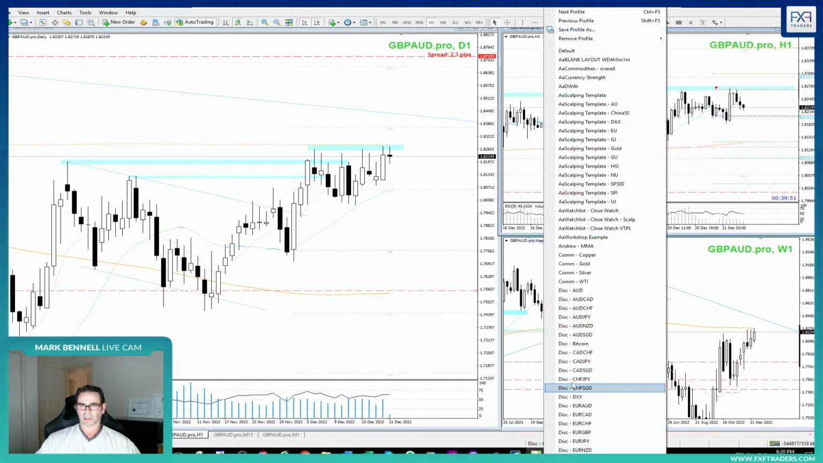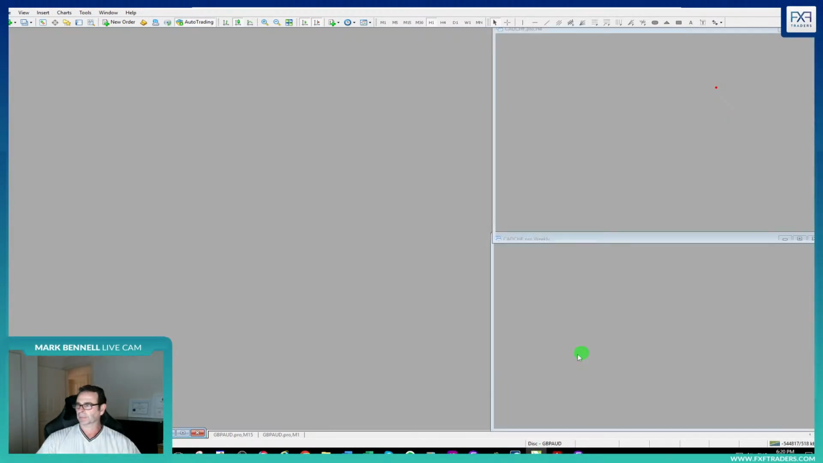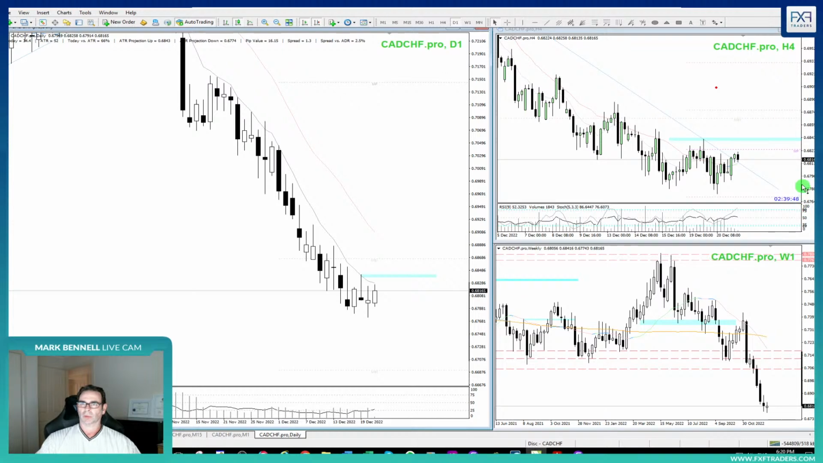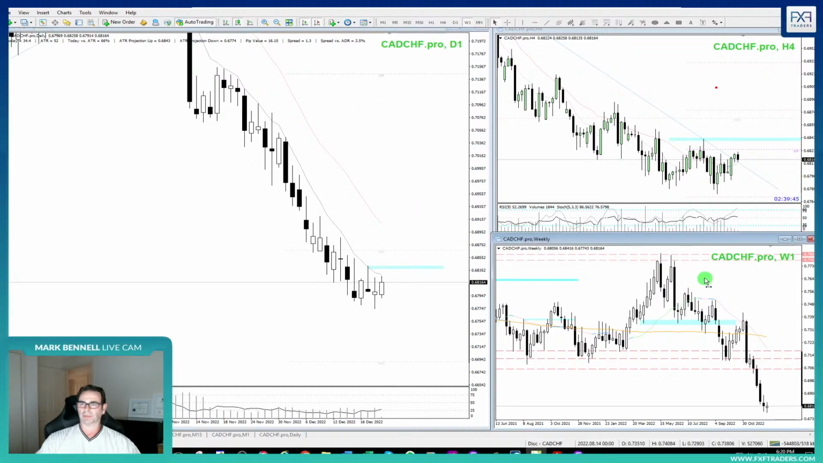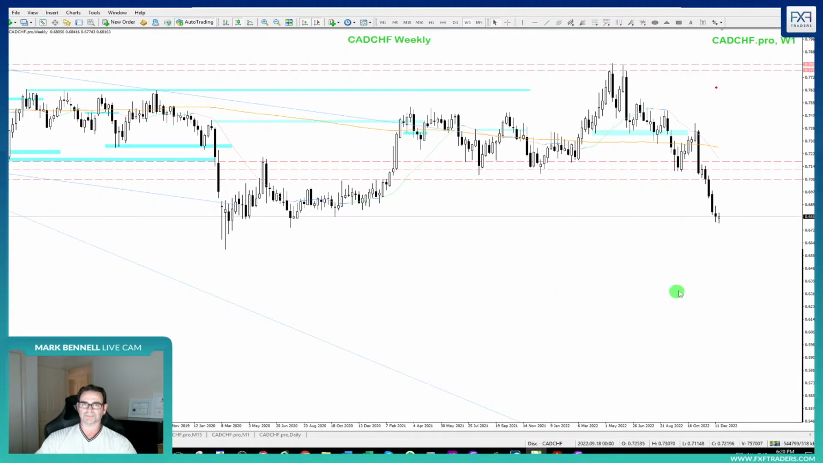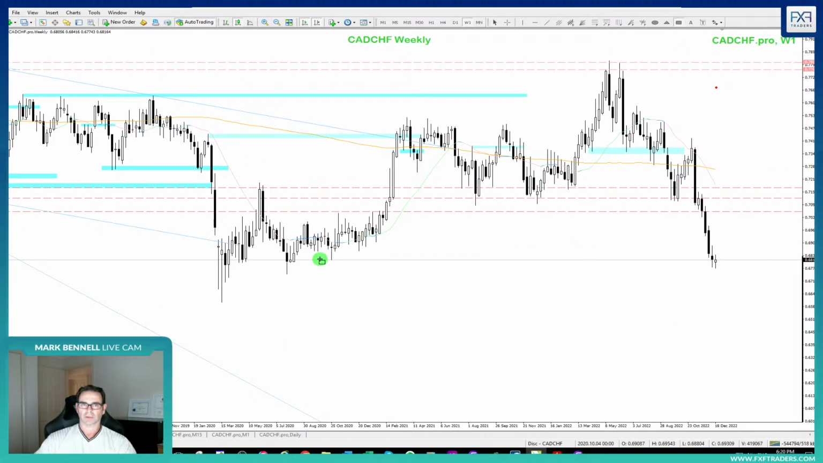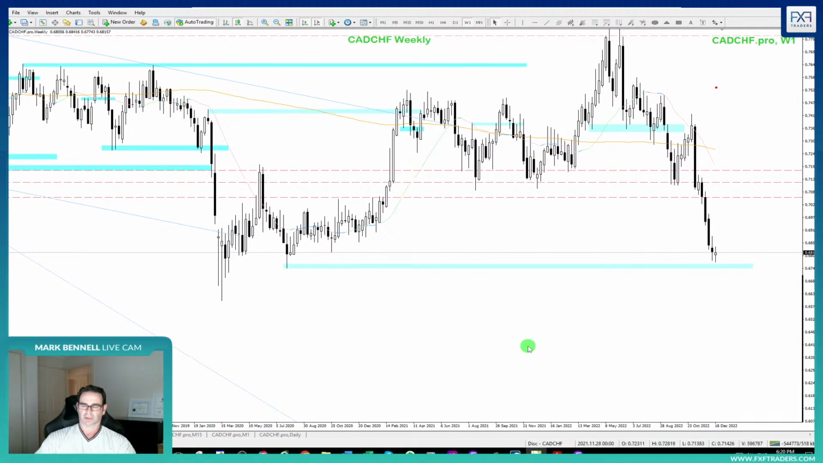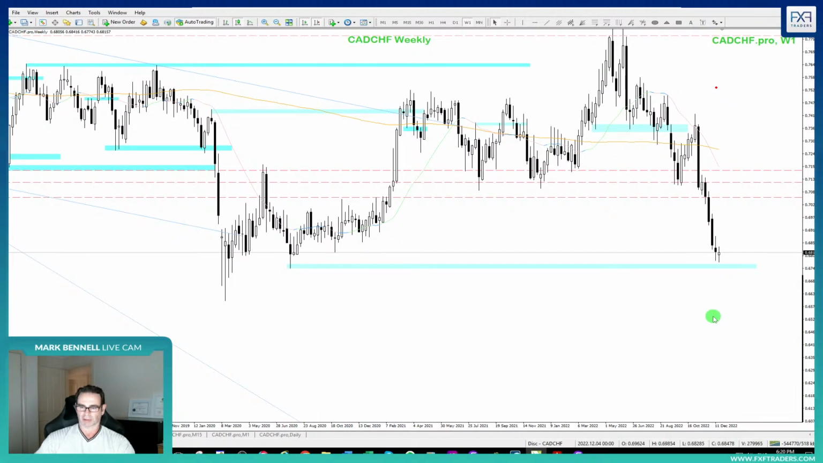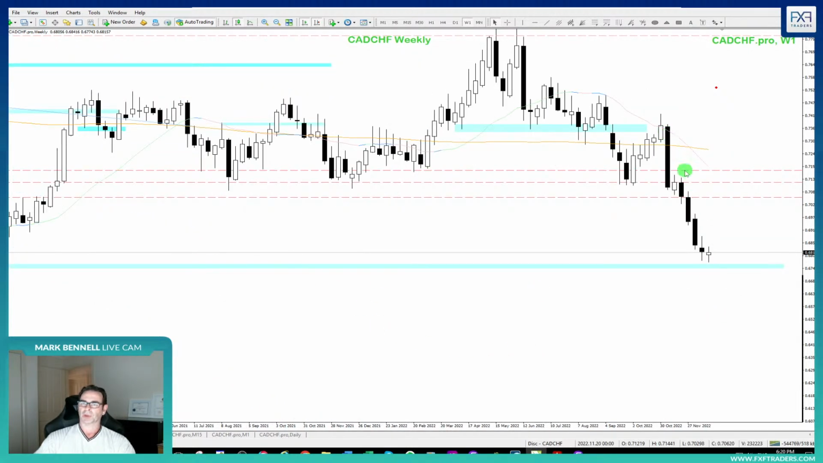Okay, here's a bit of a possible basing structure. So this is a good one. CAD Swiss. So we've got a big support through here. Price has moved off it relatively fast, so there's buy orders being placed in there. So do traders remember that area? We'll soon see. Nice big push.